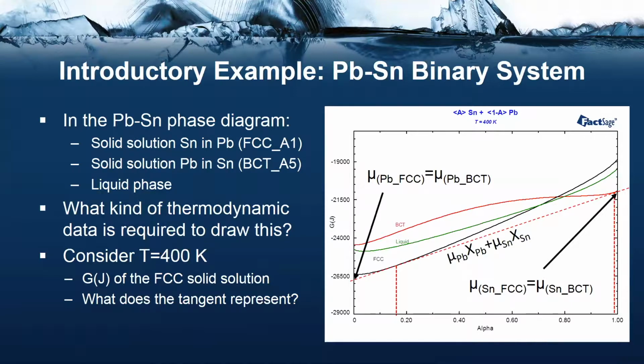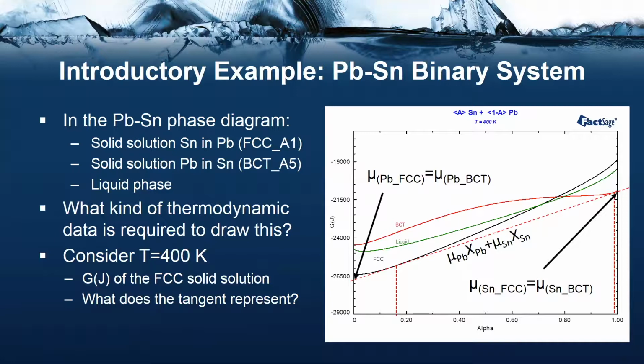We have a combination of FCC and BCT in equilibrium, and the chemical potential of lead is the same in both phases, and the chemical potential of tin is the same in both phases. Therefore, this can be considered as a condensed expression. What this means is that a combination of FCC at composition right here at alpha equals 0.18 and BCT of composition right here at alpha equals 0.98 is rendering the lowest overall Gibbs free energy of the system.